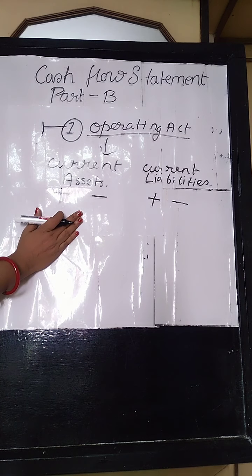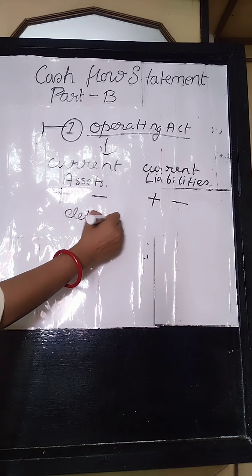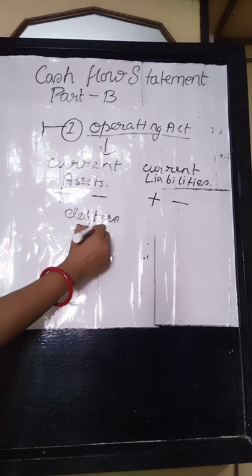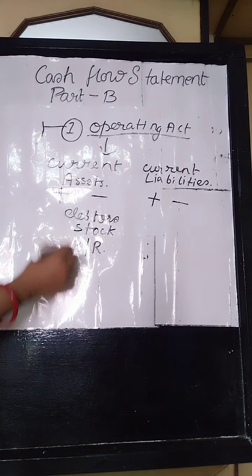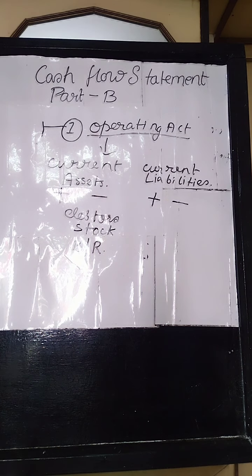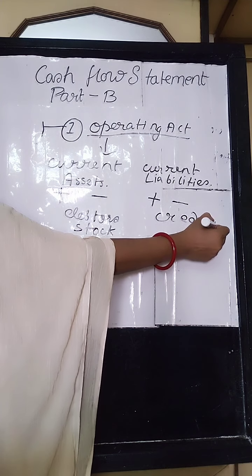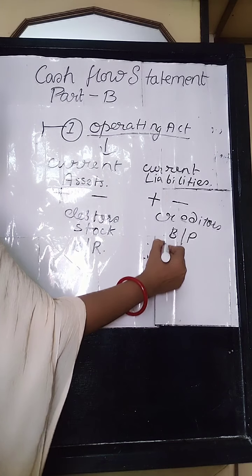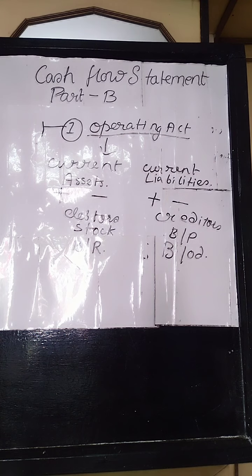What are the current assets that it deals with? Current assets are debtors, stock or inventory, and bills receivable. These are the parts of current assets. And current liabilities are creditors, bills payable, and bank overdraft. These are the things that comprise the current liability part.